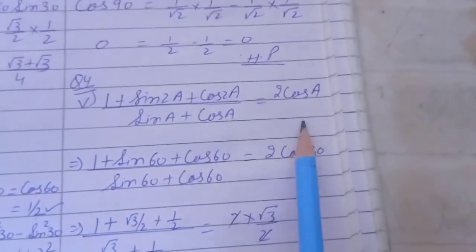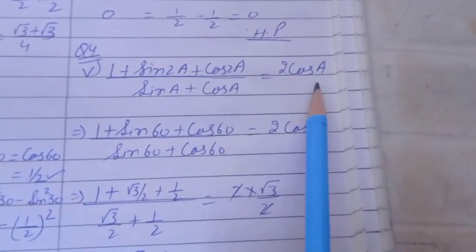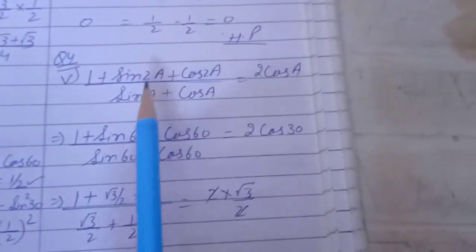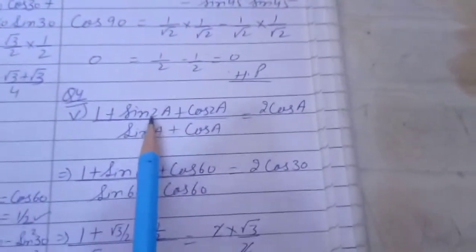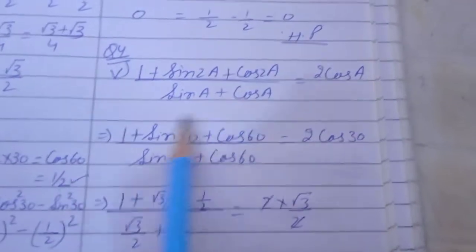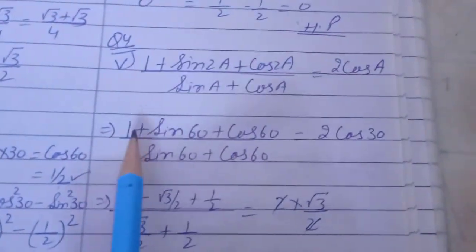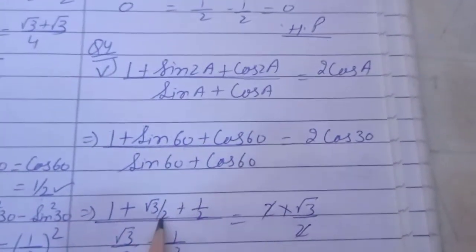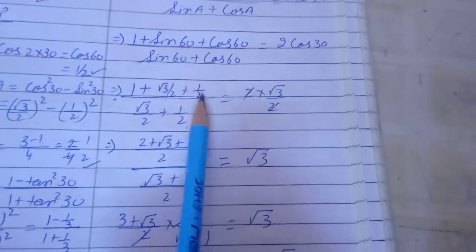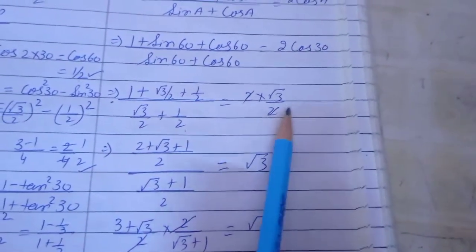Next is this expression. You have to prove this side is equal to this side, and the value of angle A is given as 30 degrees. Clear? So let's put here 1 plus 2 into 30, which will become 60. In the same way, when you put the values, you will get this. Clear? Now sin 60 is root 3 by 2, cos 60 is 1 by 2. In the same way you can put the values here.